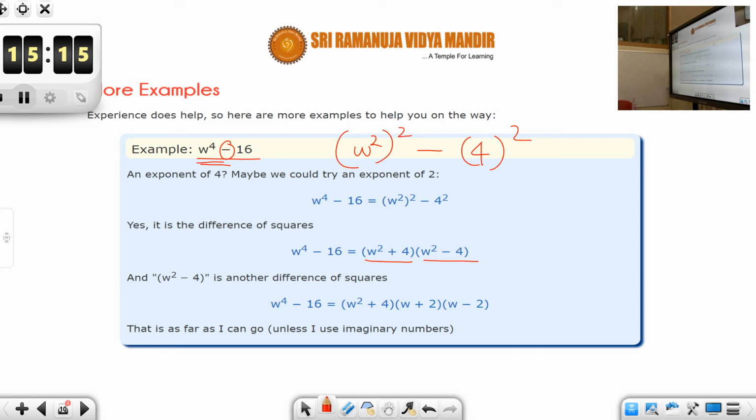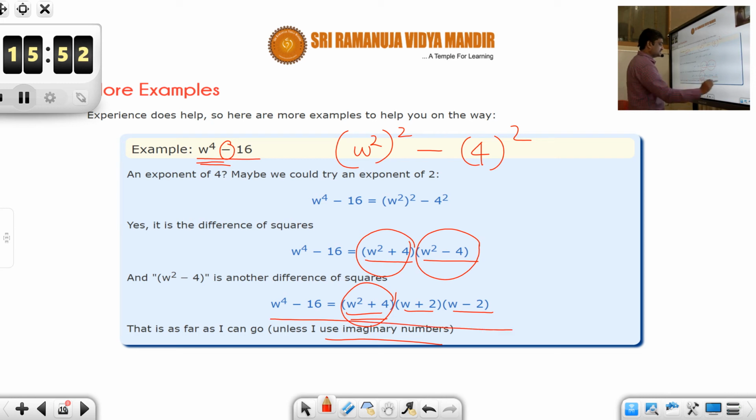Okay students, now w square plus 4 is not factorizable, whereas w square minus 4 is again in the form a minus b times a plus b. So we can write this as w plus 2 into w minus 2. This is as far as I can go unless I use imaginary numbers. If imaginary numbers are allowed, we can even factorize this, but right now it is beyond your level, so don't worry about this. So this quadratic expression is not factorizable in real terms.